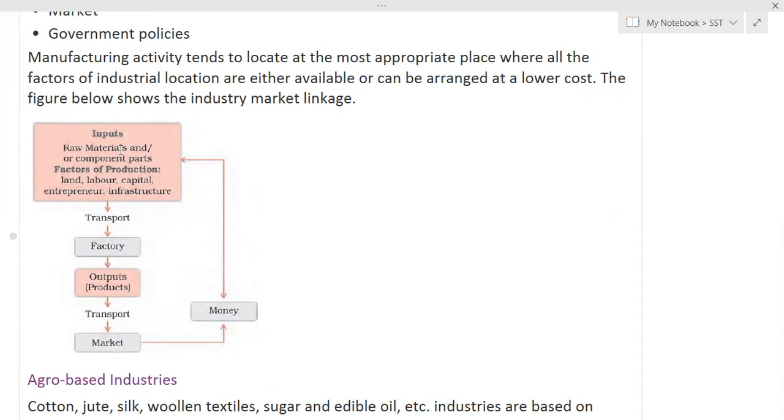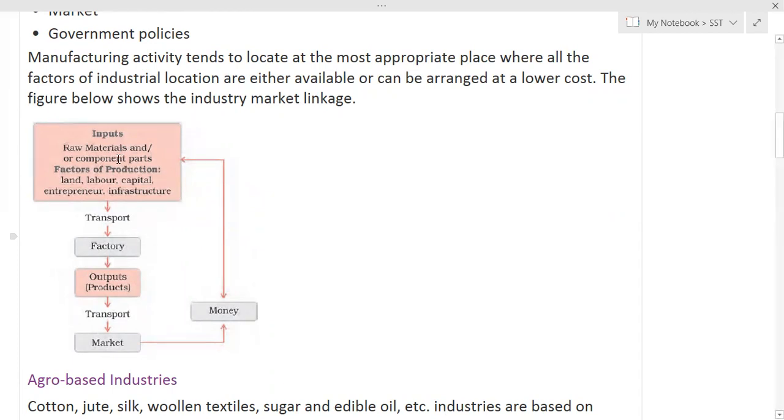Production is all important. Then transport should be there: transport to a factory, output products, transport to market, and money. All these are linked with the money.